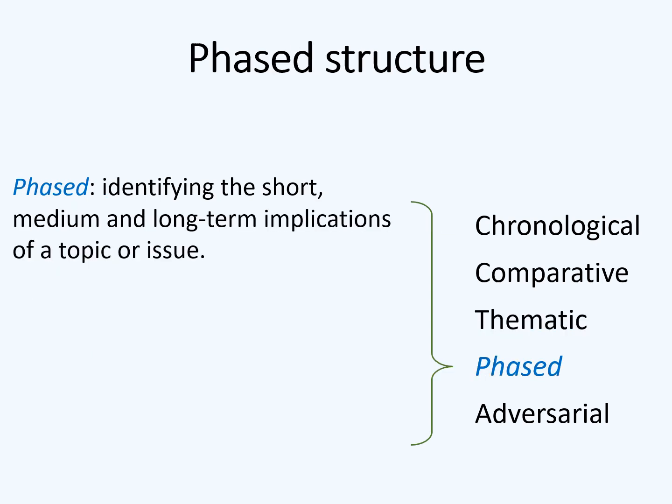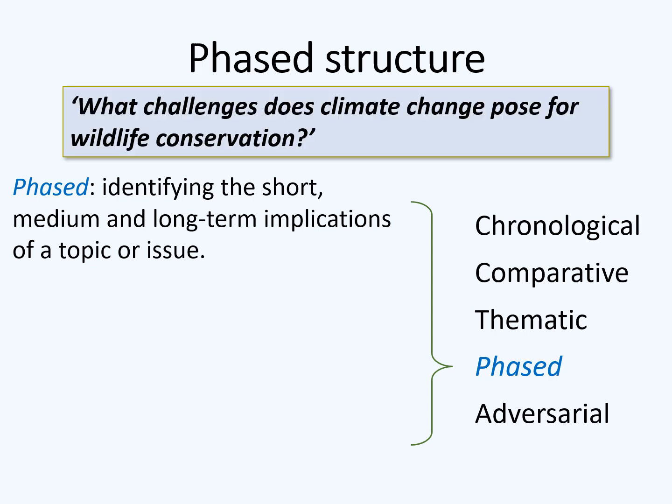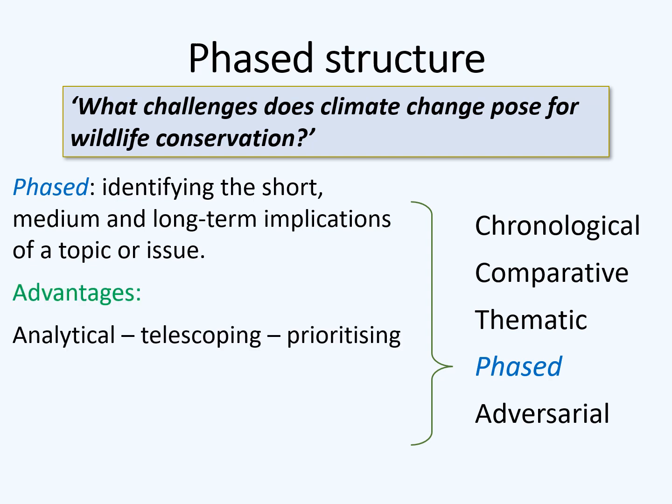Phased structures are very good for sorting a large number of topics, themes, events, challenges or actions into a simple set of categories, especially when dealing with real-world problem-type questions such as what challenges does climate change pose for wildlife conservation? Once again, a phase structure requires a good level of analysis in order to identify and categorise a potentially broad range of issues into three simple categories. In this case, short-term, medium-term and long-term challenges.